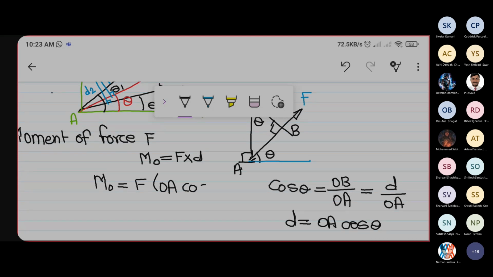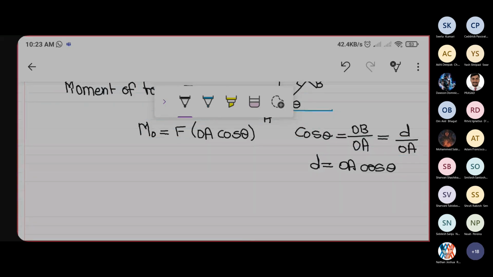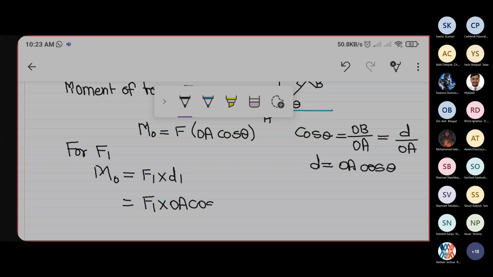D equals OA cos theta. Okay, what we have done? We have taken a moment of force F about point O. What is the formula? Force into perpendicular distance between these two. Okay. Similarly, for F1, M of O for F1 is F1 into D1, or we can write F1 into OA cos theta 1.